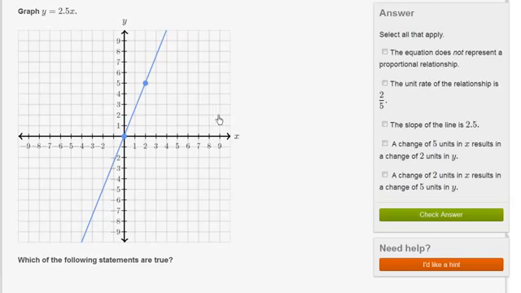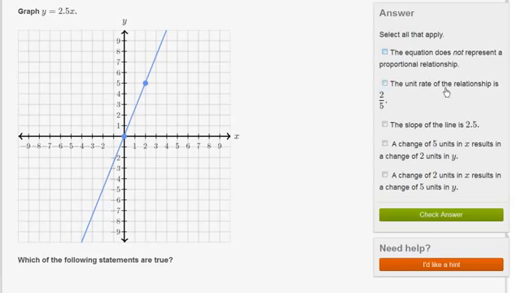But then they also tell us to select the statements that are true. So the first one is the equation does not represent a proportional relationship. Well, this is a proportional relationship. A proportional relationship is one where, first of all, if you have 0 x's, you're going to have 0 y's, where y is equal to some constant times x. And here, y is equal to 2.5 times x. So this is definitely a proportional relationship, so I'm not going to check that.